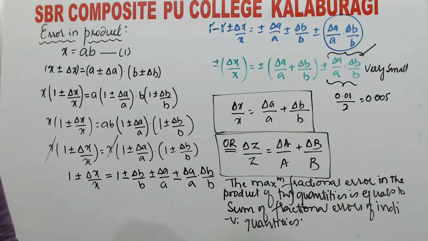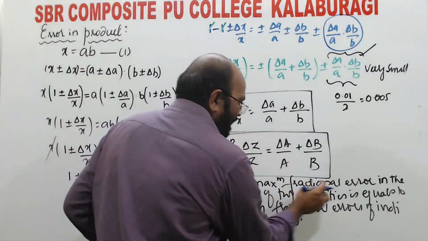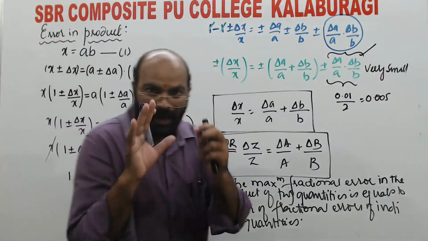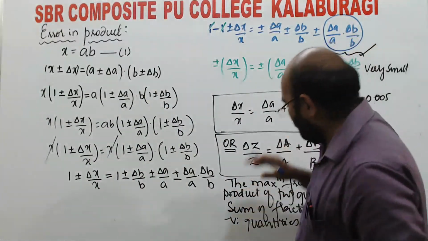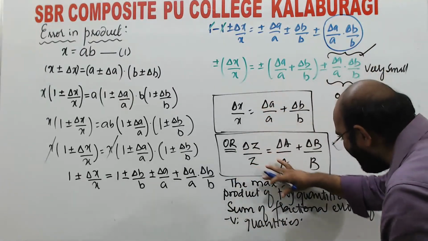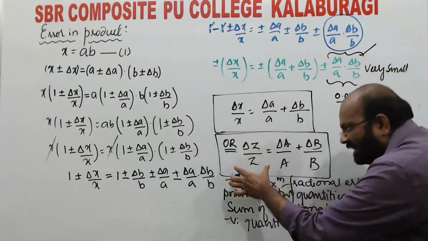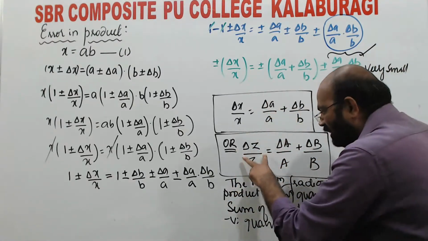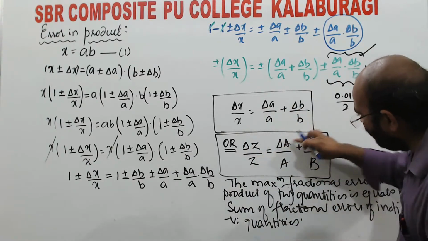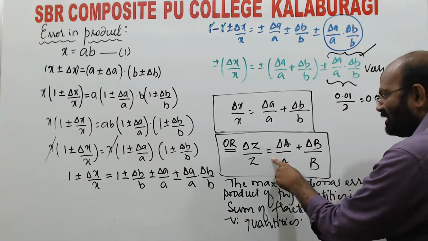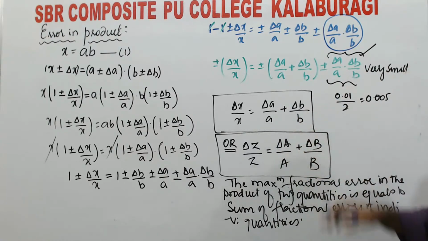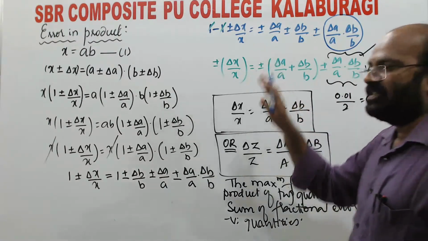What is the rule suggesting here? The rule suggests that the maximum fractional error associated with the product of two physical quantities is always equal to the sum of the fractional errors of the two individual quantities. This is called errors in product.